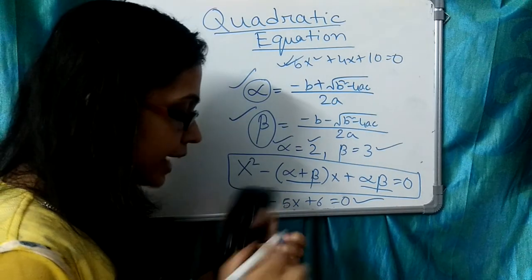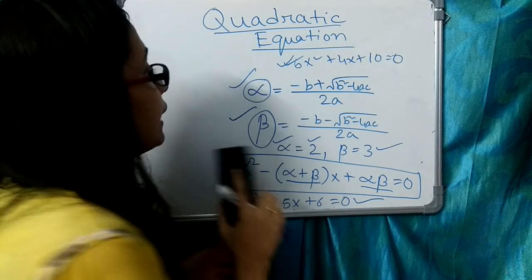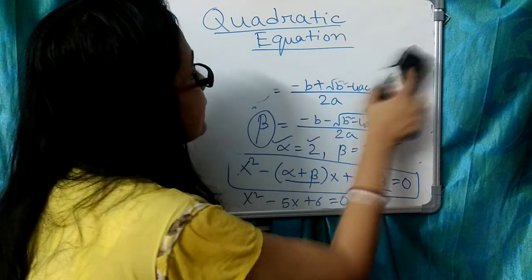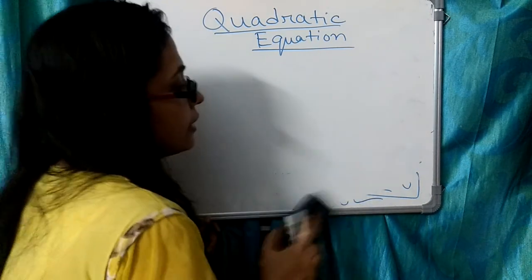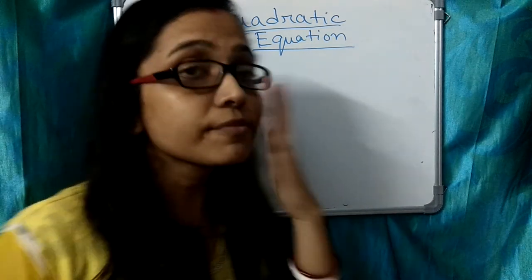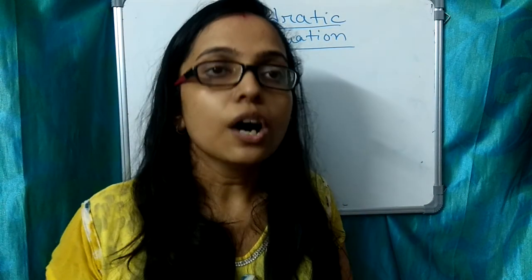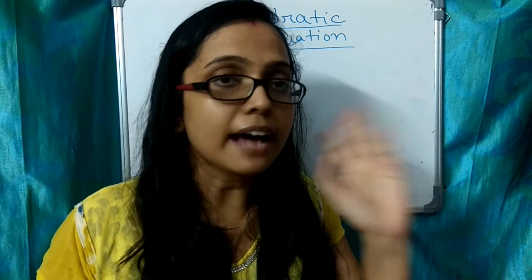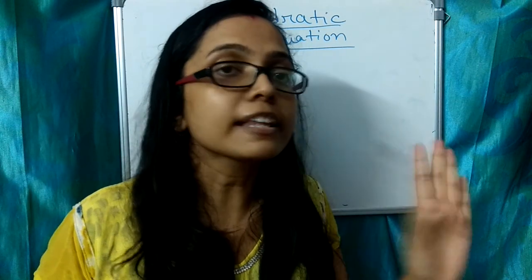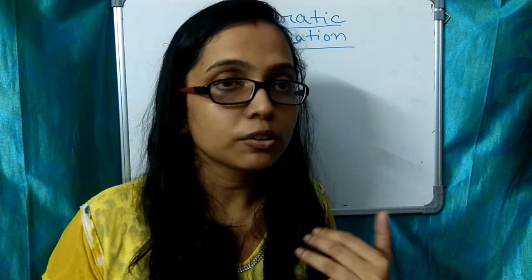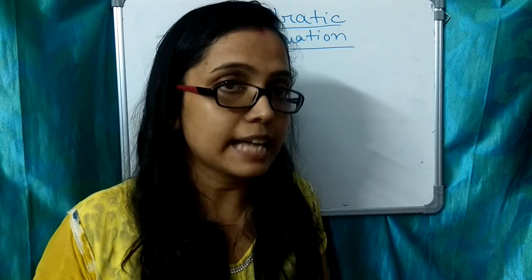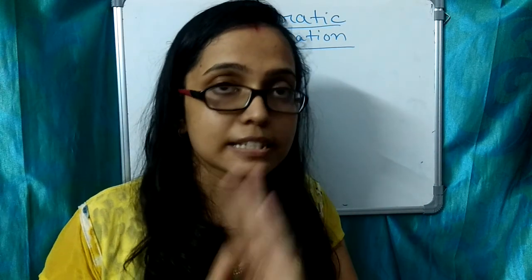Fine. So we have understood a few things till now. Let me revise this once again. The first is, what is a quadratic equation? What are the basic factors or conditions to be followed to identify a quadratic equation? The highest degree of the variable should be 2, and the coefficient of x² can never be 0.